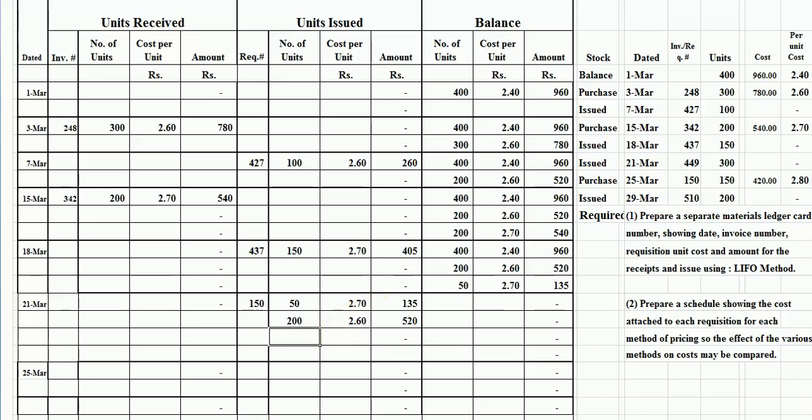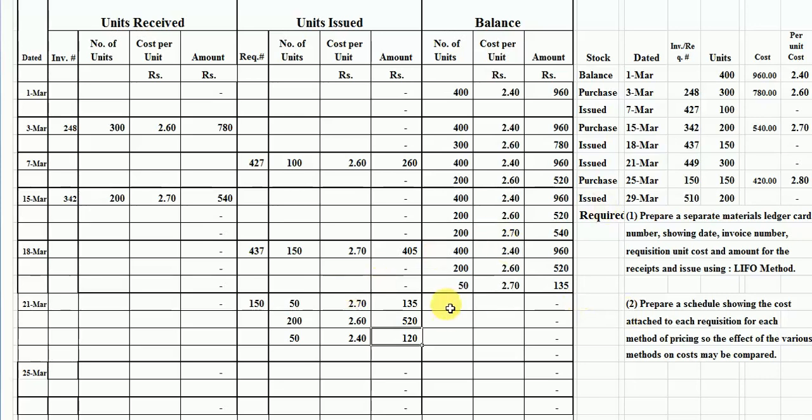Now until the balance remains as the 50 units, which is received from the first purchase of 400 units here, 50 units, the rate is 2.40 here. Students, these are our final units assumed into production here.